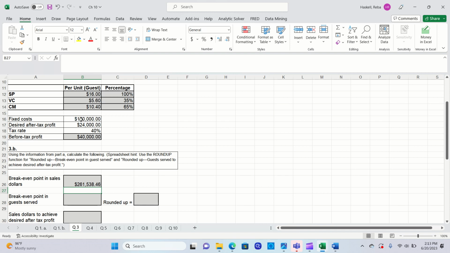Okay. So we see we have fixed cost of $170,000. And then when we start selling things in order to pay for them, in order for us to break even, we're going to have to hit $261,000.